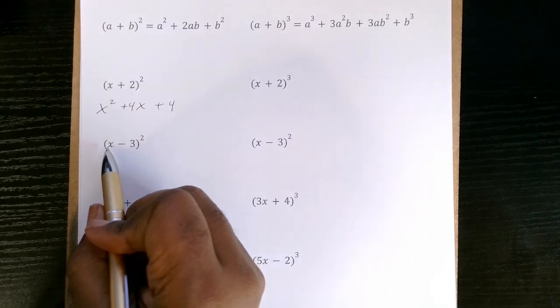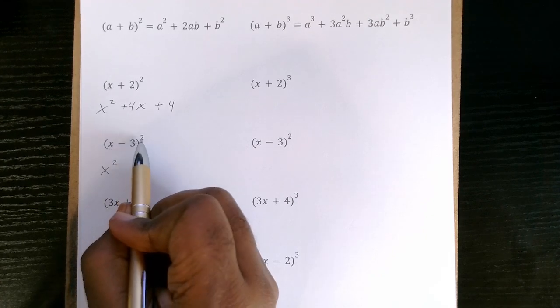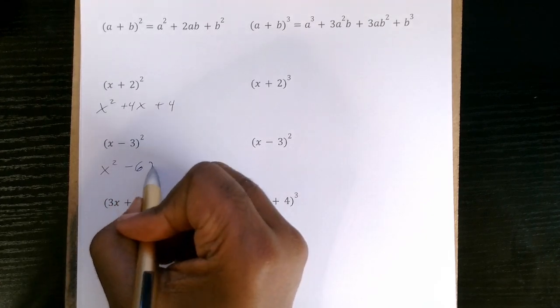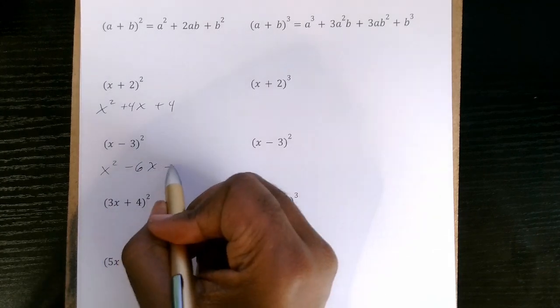Next, for (x - 3) squared, x times x is x squared. Then x times negative 3 times 2, which would be negative 6x. Lastly, negative 3 times negative 3, which is positive 9.